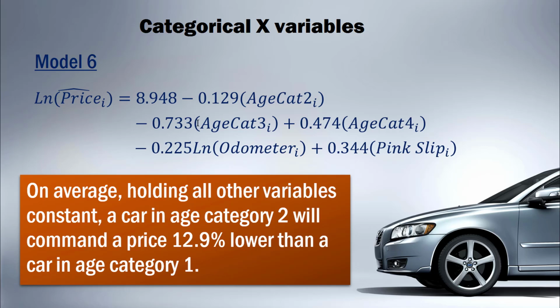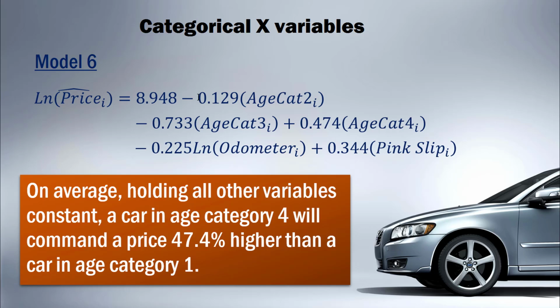So again, we can interpret the coefficient of age category 3 and say that holding all other variables constant, a car in age category 3 will command a price 73.3% lower than a car in age category 1. And for age category 4, we'll notice it actually is an increase over age category 1. So holding all other variables constant, a car in age category 4 will command a price 47.4% higher than a car in age category 1. And these coefficients coincide with the parabolic relationship that we saw between price and age.